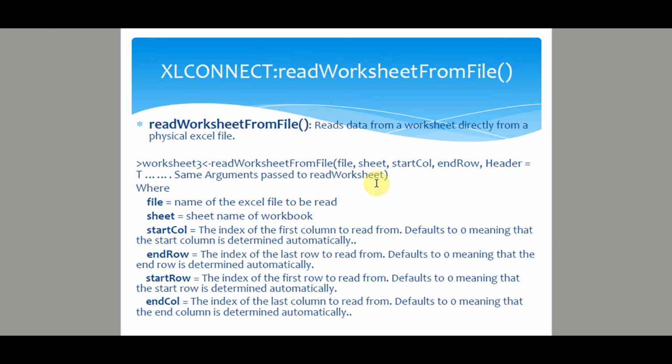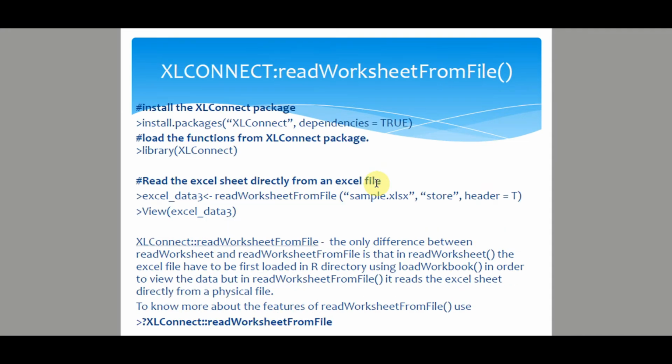Here sample.xlsx is the physical Excel file, then store is the worksheet, header is equal to true, and it is done. View Excel_data3 to display the data. The difference between readWorksheet and readWorksheetFromFile is that in readWorksheet the Excel file has to first be loaded in R using the loadWorkbook function in order to view the data. But in readWorksheetFromFile, it reads the Excel sheet directly from a physical file.